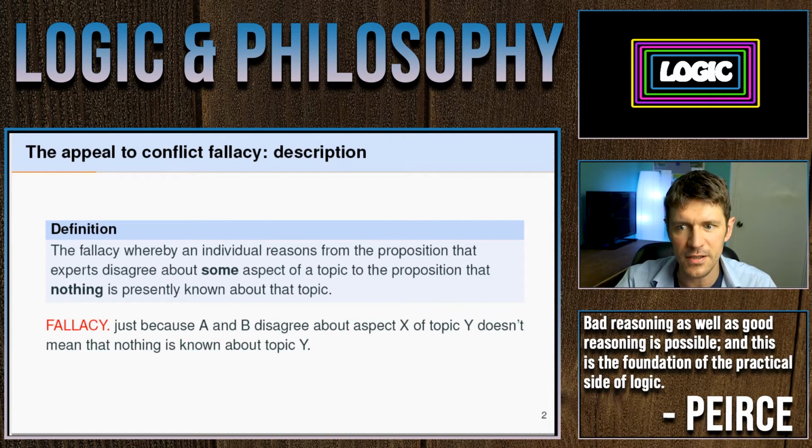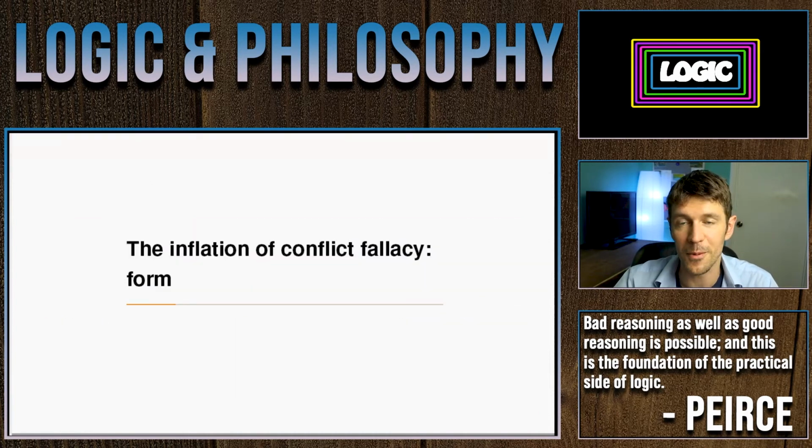So this is fallacious. Just because two experts or authorities in some field disagree about some sentence or aspect of a topic doesn't mean they disagree about the whole of the topic, and doesn't mean that nothing is known about that topic. Let's look at the form of this fallacy, the kind of structure that we sometimes see this inflation of conflict fallacy found in.